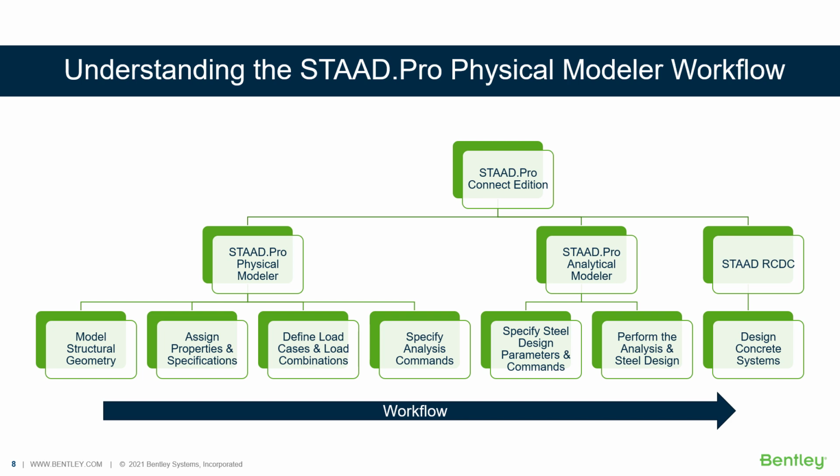Now, using a physical modeler workflow, you're going to create everything from your model geometry through your analysis commands directly in the STAAD.Pro physical modeler. Once you're done with those steps, you would then build your analytical modeler, or basically ask the program to build your analytical model, where you'll be able to specify all of your steel design parameters and commands and perform your analysis. If your model did contain some concrete systems, I would also recommend, after the analysis, transferring some of that data over to the STAAD.Pro RCDC, or basically your STAAD Advanced Concrete Design workflow, to proceed with the design and detailing of your concrete elements.